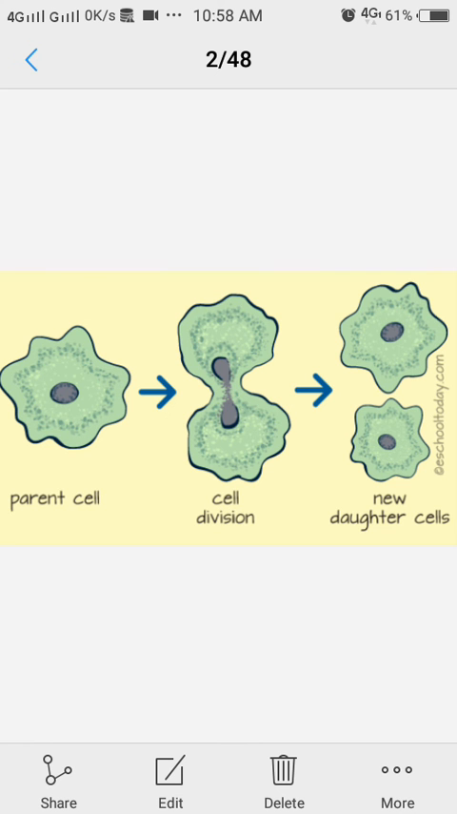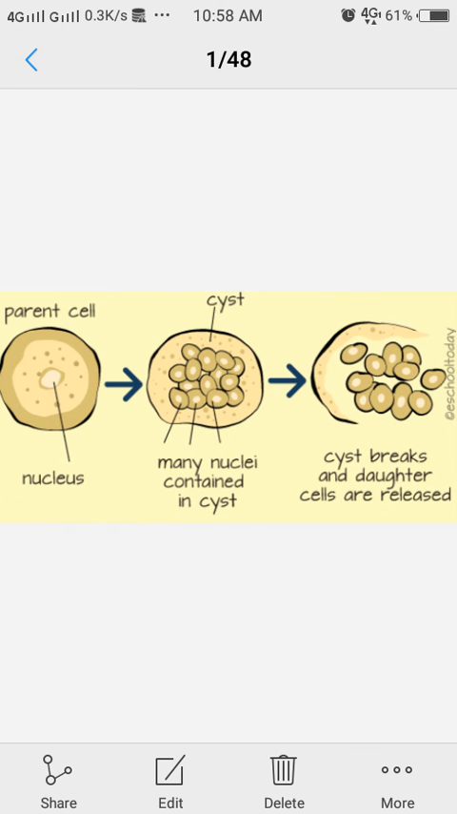What is binary fission? In binary fission, a single cell is divided into two daughter cells. What is multiple fission? In multiple fission, a single cell is divided into many daughter cells. Thus, bacteria reproduce by the processes of binary fission and multiple fission.